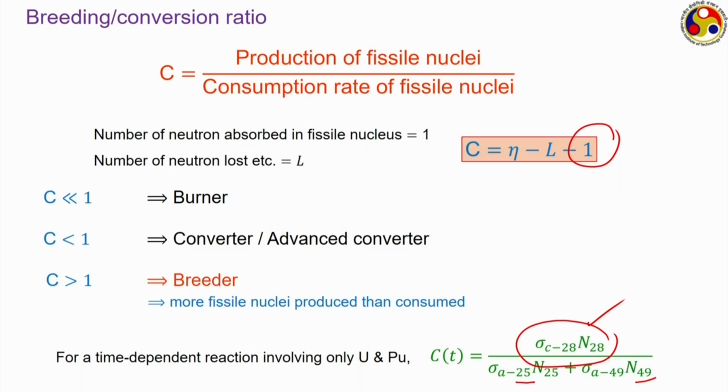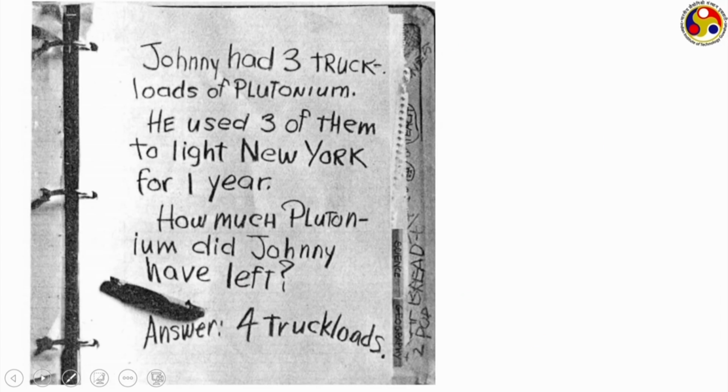So, for a time dependent reactor, as the concentration of these three isotopes, that is uranium 235, 238 and plutonium 239, keeps on changing, the value of this conversion factor ratio can also change. And in this context, this is a picture that I found on the internet, and I found this probably is the most apt representation that we can have for this concept of breeding.